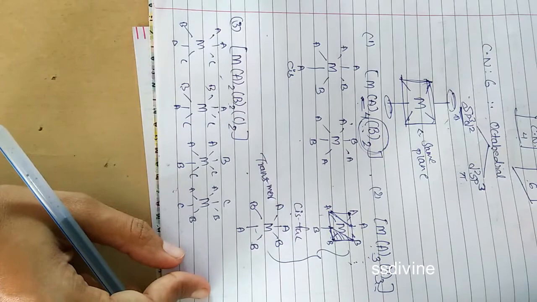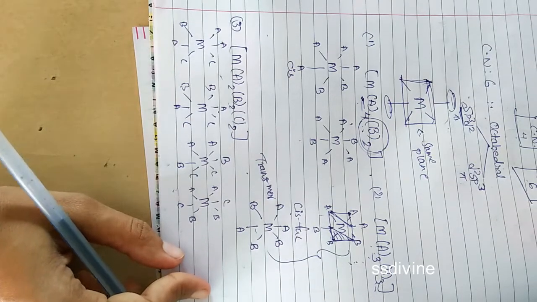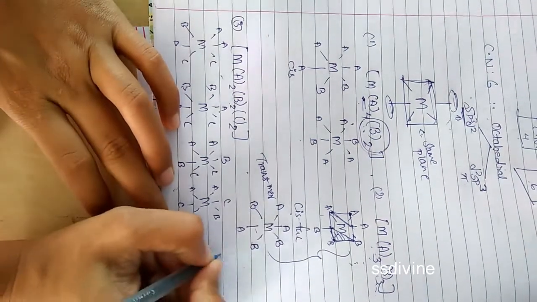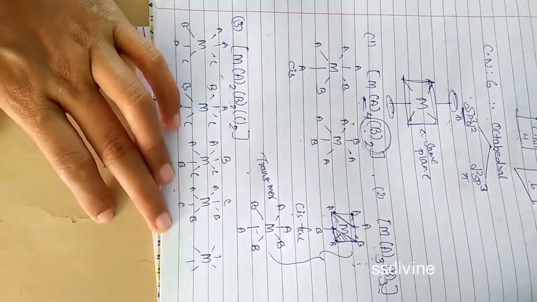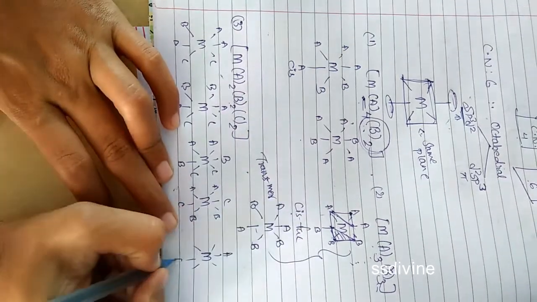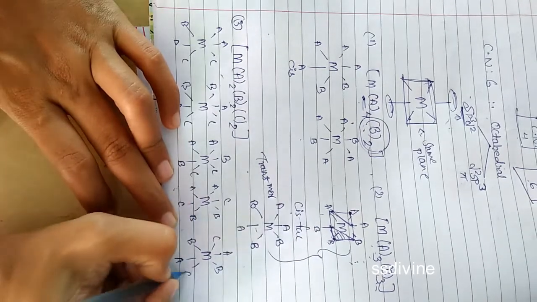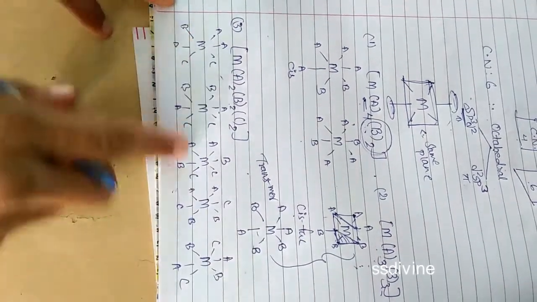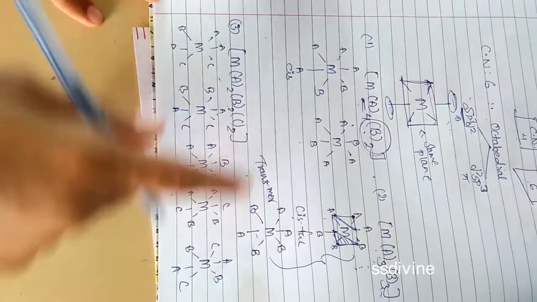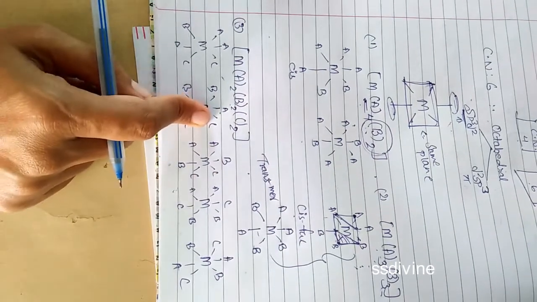And now, another isomer you will find is to keep all the ligands on the opposite side. So A, B, B, C and C. So this is how you will find the number of isomers in this complex. Clear?